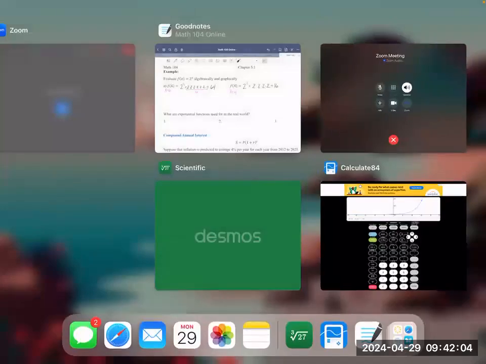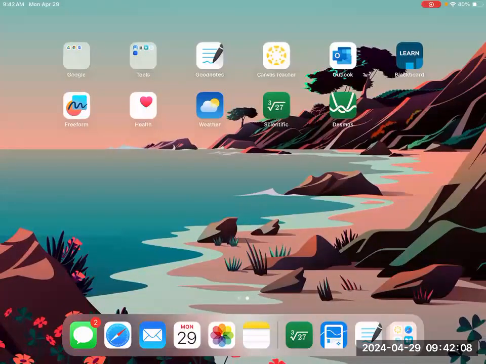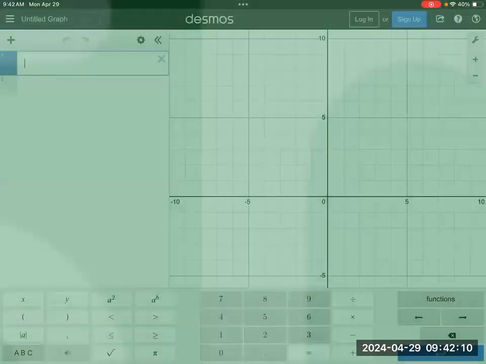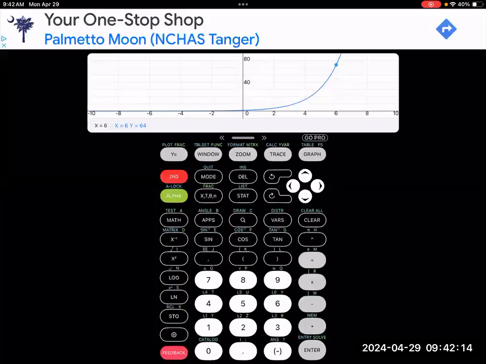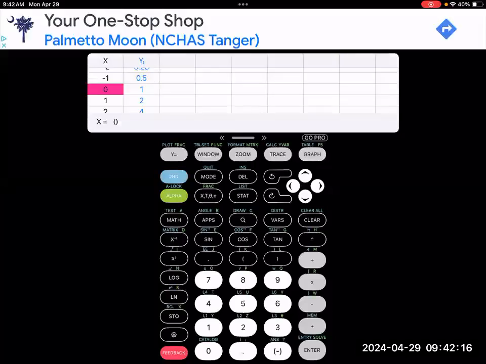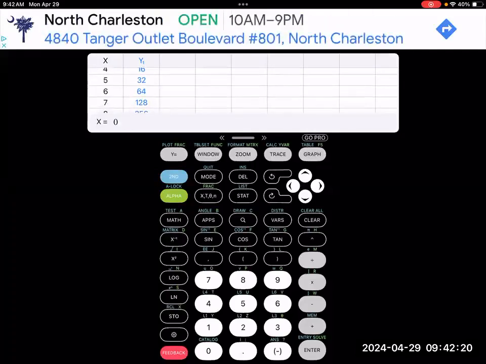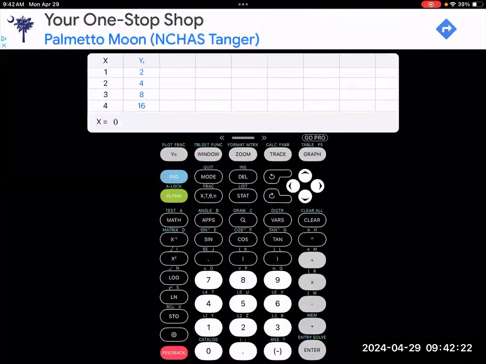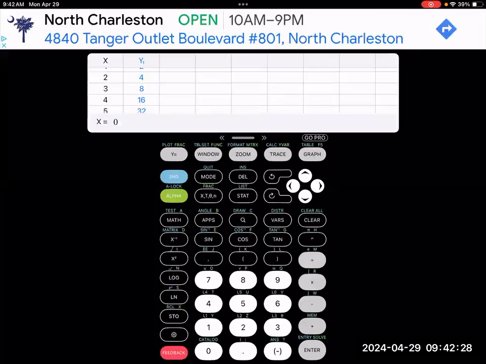Now, if we were to do it in your Desmos graphing calculator for the next one, actually, let me go back before I do that. We could also hit second table and then scroll down until you see where x is equal to 6. You notice that when x is 4, we have 16, x is 3, we have 8, and that's just by hitting second table.